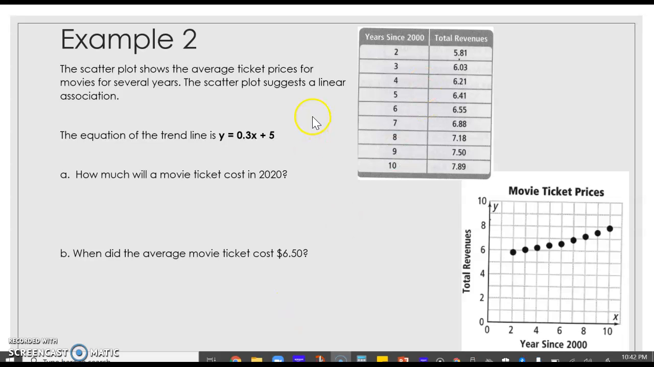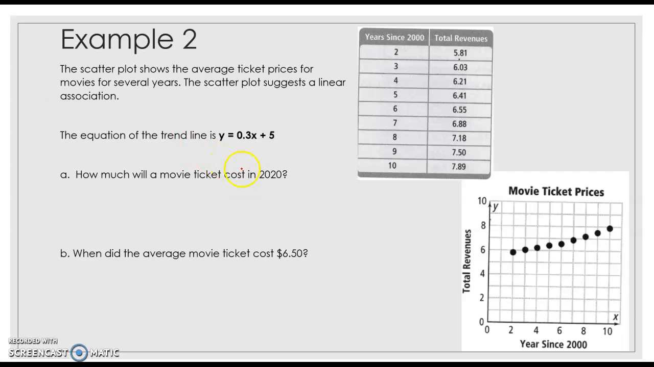All right, so here's our last example. Most of the examples you're going to have in Math Excel are just going to give you the equation. So read through the problem. It'll have your scatter plot and everything. But if you read through the paragraph, it tells you your equation for the trend line.